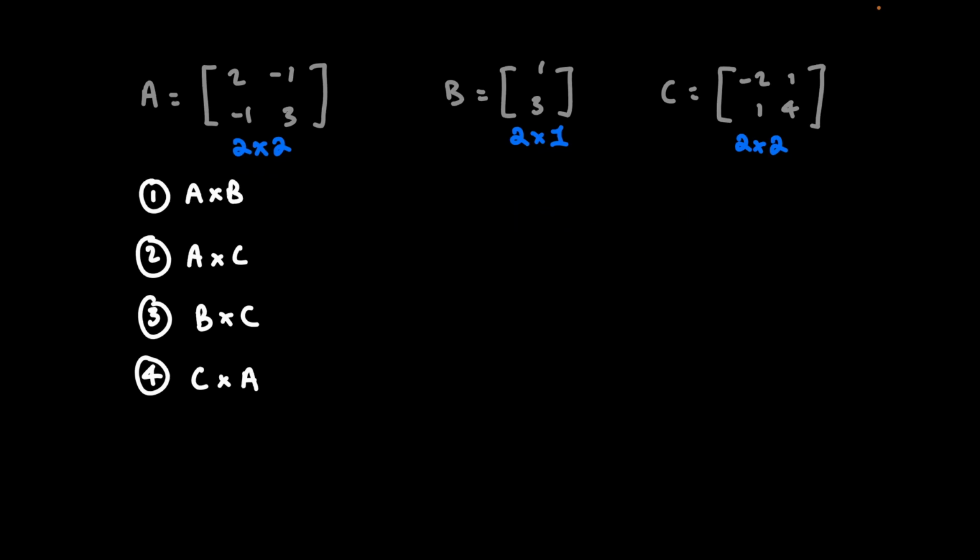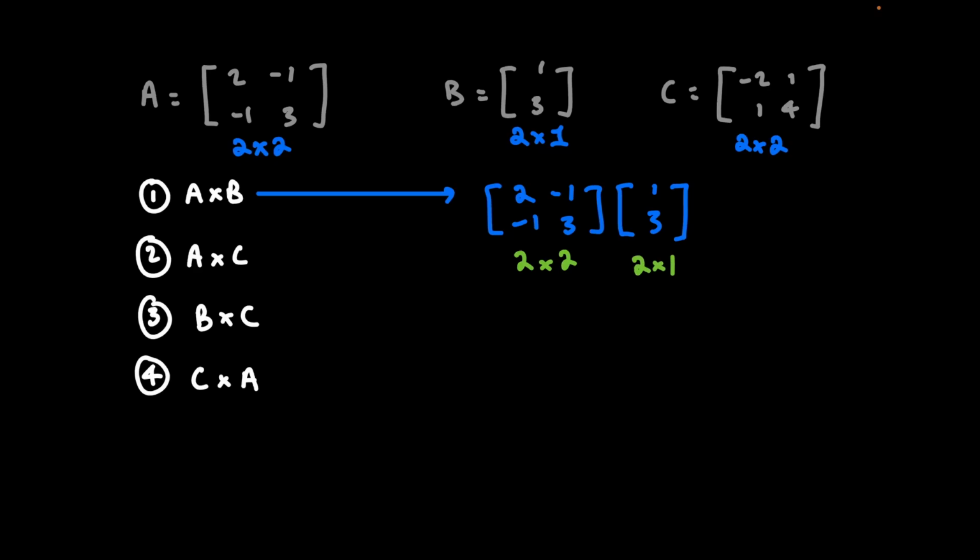The reason we need the dimensions of our matrices is, let's suppose we start off with question number 1. Question number 1 asks us to multiply the matrices A and B together. So [2, -1; -1, 3] times the matrix [1; 3]. The first matrix has the dimensions of a 2 by 2, and the second matrix has the dimensions of 2 by 1. Two matrices are only multipliable with each other if the inside numbers are the same.